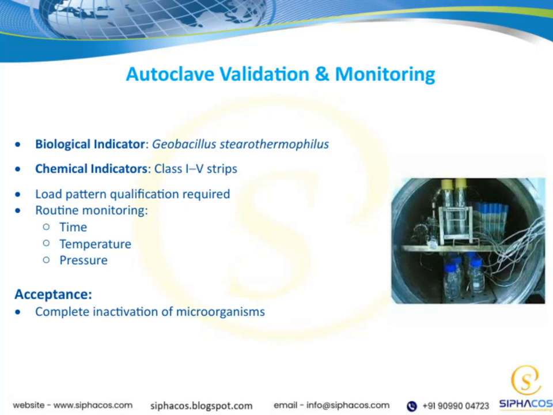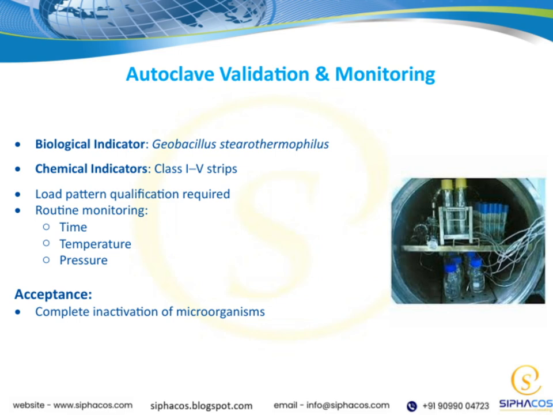Now, let's talk about autoclave validation and monitoring. When we're validating our sterilization process, a key component is using biological indicators, specifically Geobacillus stearothermophilus. This microorganism is highly resistant, so if it's inactivated, we can be confident our sterilization is effective.